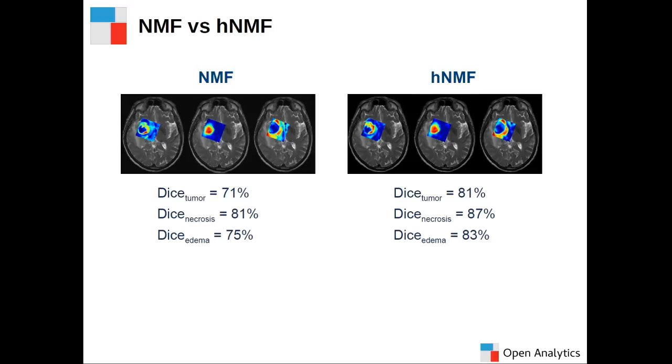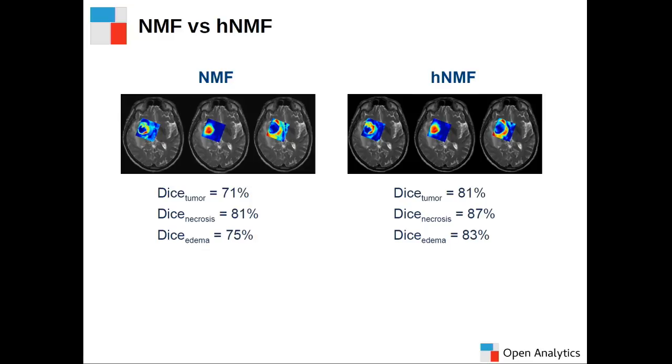So here you see the abundance maps of the pathological tissue types. So this is active tumor, necrosis, and edema. And we need a way to quantify the quality of that result. And for that, we use a manual delineation of these tumor compartments by a radiologist. And we can quantify that in terms of the Dice score, which is a measure of the spatial overlap between the manual segmentation and the abundance maps that we get from the NMF methods. And there you see, for the different tissue types, that HNMF gives higher percentages.